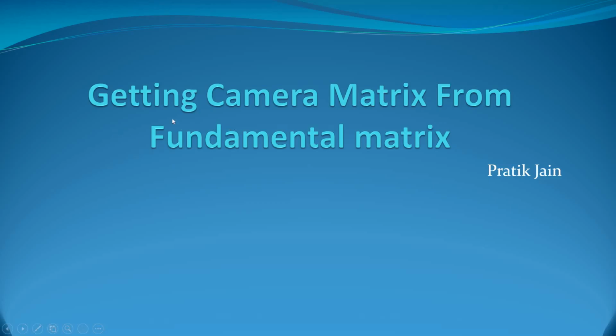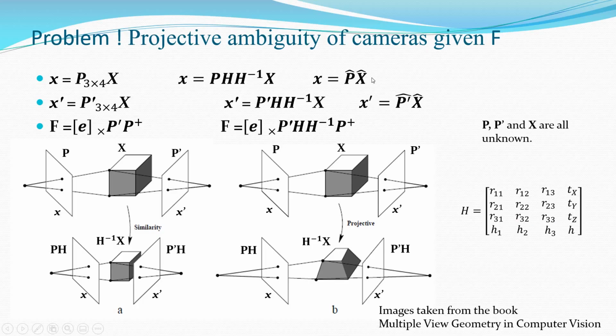Hello guys, in this video we are going to see how we can get the camera matrix from the fundamental matrix. In the previous video we saw that there is a projective ambiguity associated with the fundamental matrix F. So given a fundamental matrix F, there is no one pair of P and P dash that can give you the required solution. There are many different P and P dashes that will satisfy this fundamental matrix.